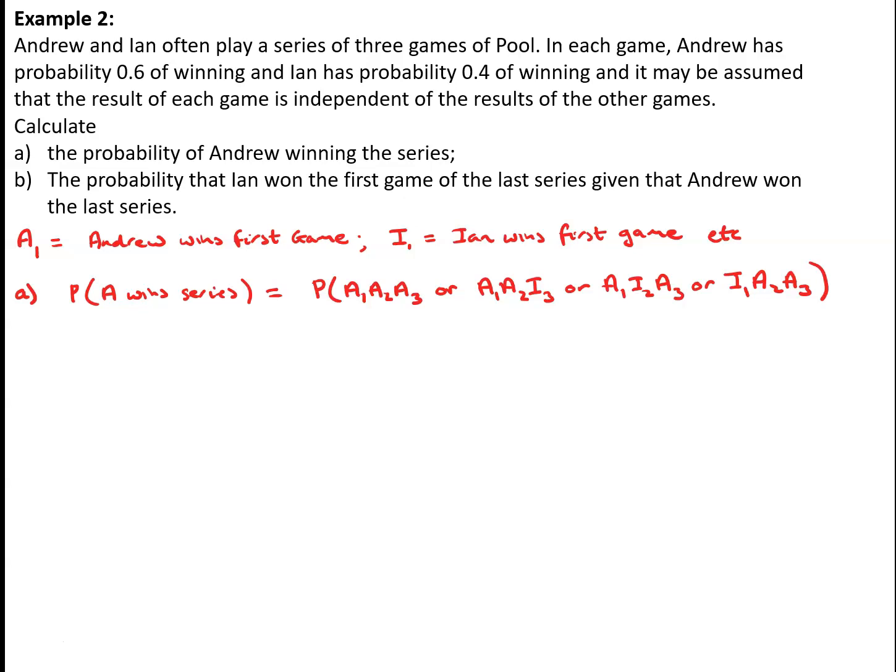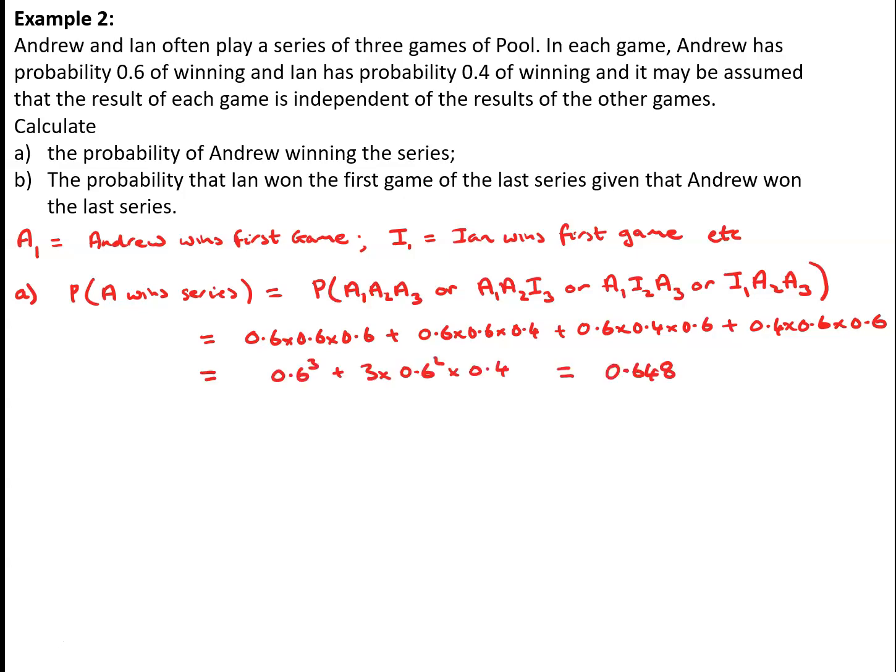Probability that Andrew wins all 3 of the games is 0.6 times 0.6 times 0.6. That Andrew wins the first 2 games and Ian wins the third is 0.6 times 0.6 times 0.4, because we've got independence of all of the games. Similarly for Andrew, Ian, Andrew it is 0.6 times 0.4 times 0.6, and for Ian, Andrew, Andrew it is 0.4 times 0.6 times 0.6. So altogether we've got 0.6 cubed plus 3 times 0.6 squared times 0.4, which gives me 0.648.